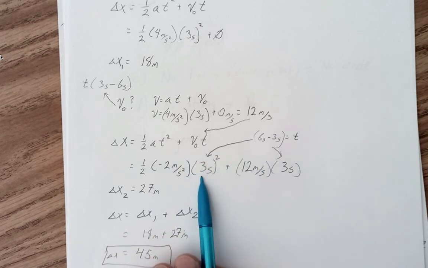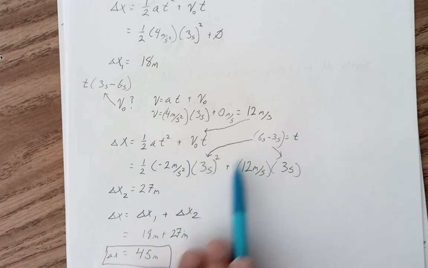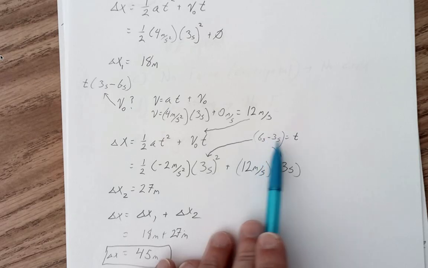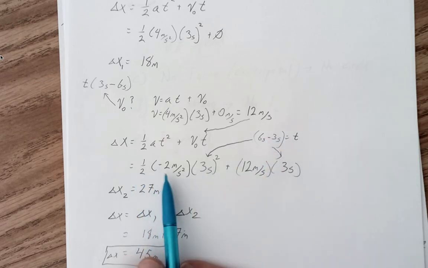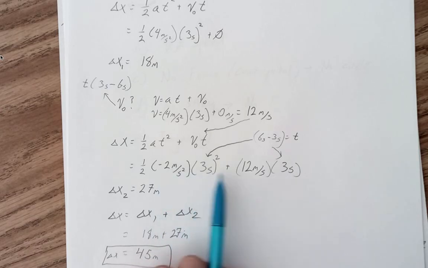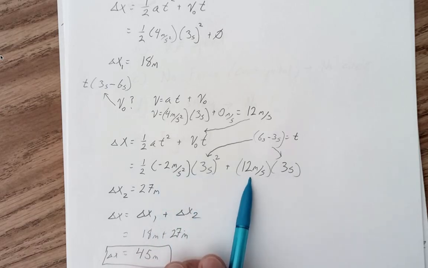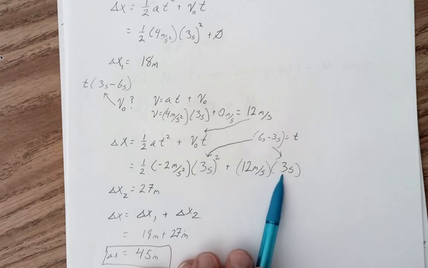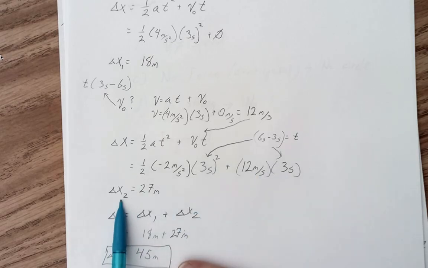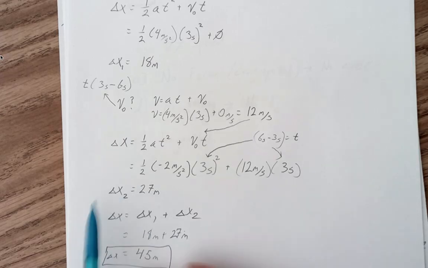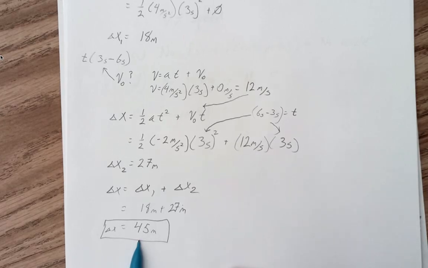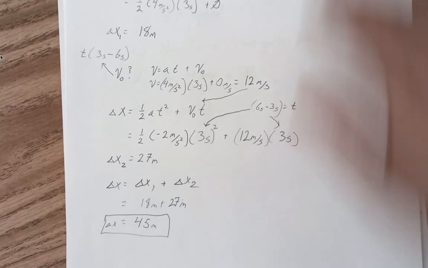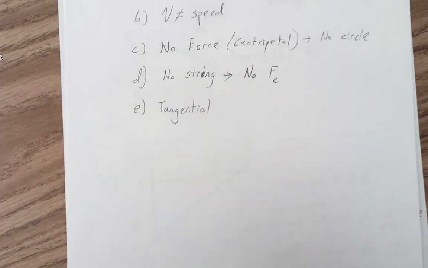I'm going to use this 3 seconds for the t because we're doing 6 seconds minus 3 seconds, which is our time, which is 3. So 1/2 times the a times t squared plus that 12 meters per second, because that's how fast it was going at 3 seconds, times 3 seconds. Now I have this delta x 2 to be 27 meters. 27 meters plus the 18 meters, I get 45 meters. So now we have number 9.